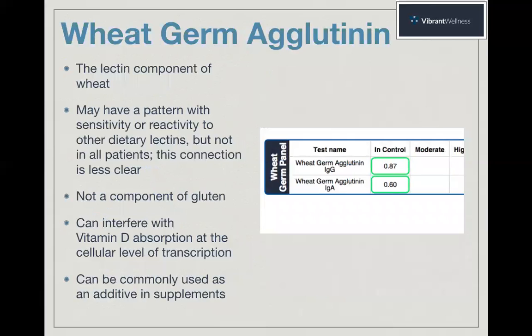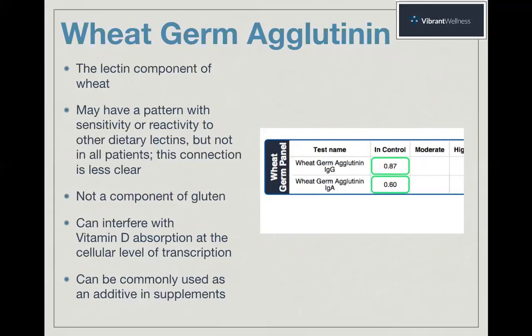Moving on to page 2, we come to wheat germ agglutinin. Wheat germ agglutinin is the lectin component of wheat and is distinctly separate from gluten or other non-gluten wheat proteins. There may be some connection with wheat germ agglutinin reactivity and reactivity to other dietary lectins, but this connection is less clear and further research needs to be conducted. Not all individuals that react to wheat germ agglutinin will need to follow a low lectin diet.